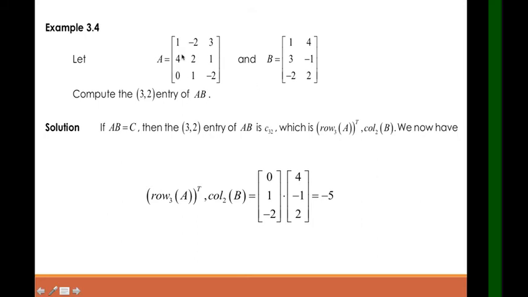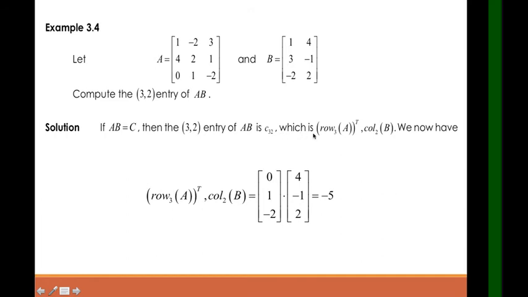So we have this, let A be 1 4 0 negative 2 2 1 3 1 negative 2 and B is equal to 1 3 negative 2 4 negative 1 2. Compute the 3 by 2 entry of AB. So we will have 3 and 2, I'm sorry. So we have A times B. So if AB is equal to C, then the 3, 2 entry of AB is C sub 3 2.